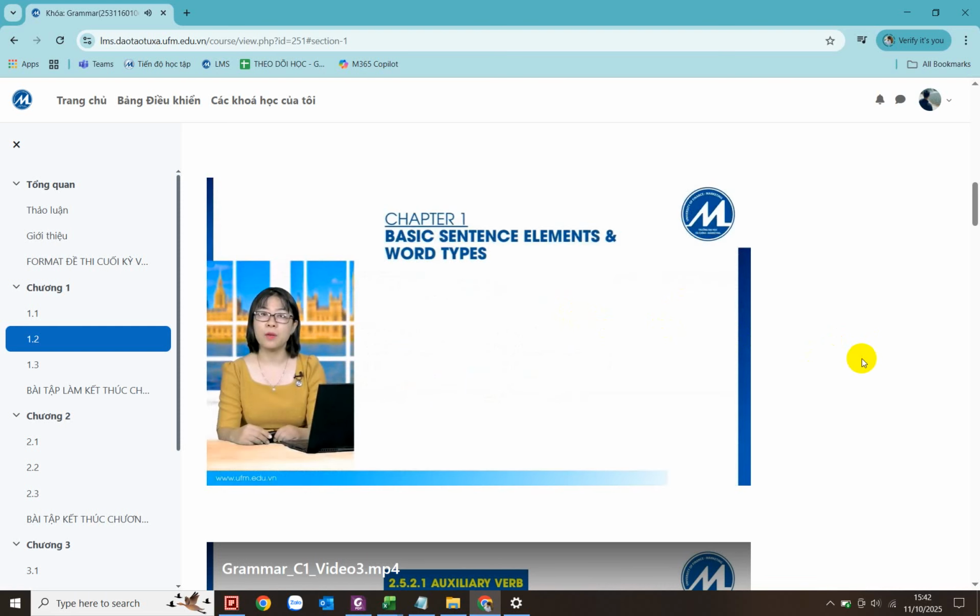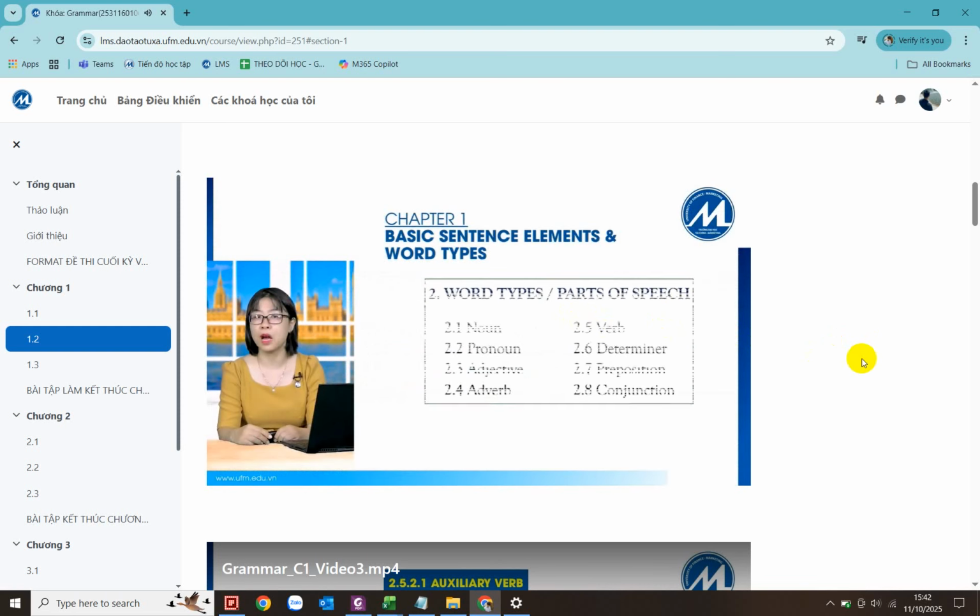So, today we have had a look at the first four types of words in English, including noun, pronoun, adjective, and adverb. We will discuss the remaining four types, verb, determiner, preposition, and conjunction in the next video.